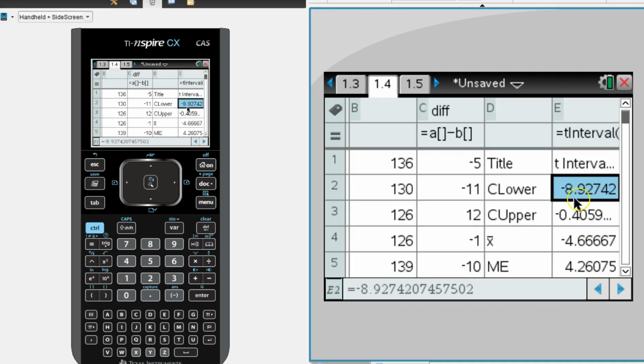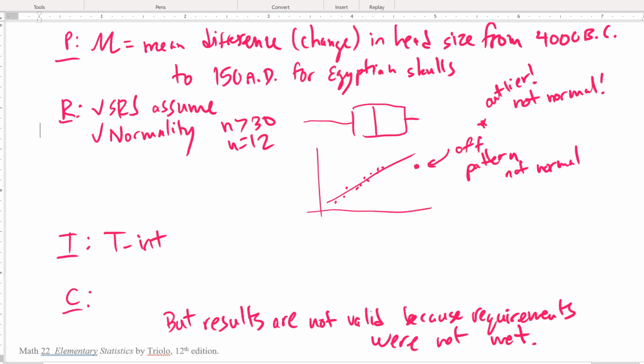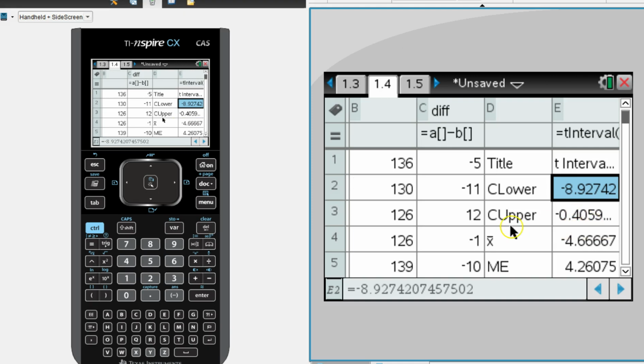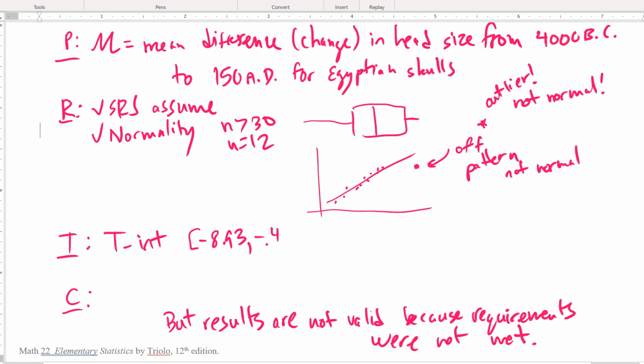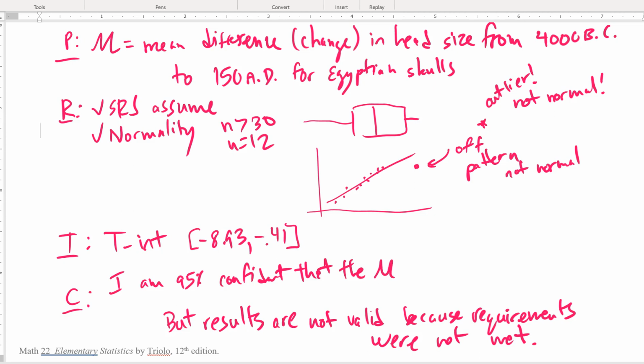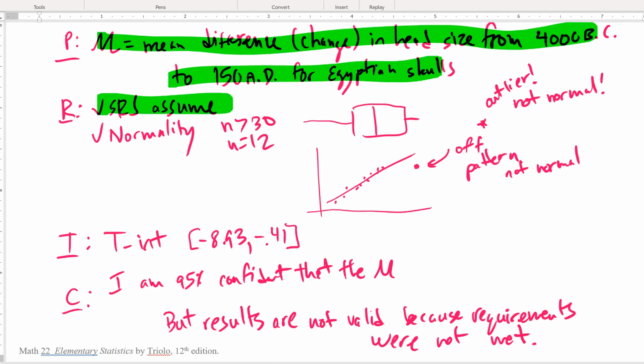I need the lower, I need the upper: negative 8.93, and the upper, negative 0.41. So you say, I am 95% confident that the difference, well, the mean difference in head size from 4,000, see, I saved myself a lot of effort by filling that in up here. So if you fill it in up here, first of all, you know what test you're going to run, so you know what requirements to check. It all helps, but then you don't have to state it again here.